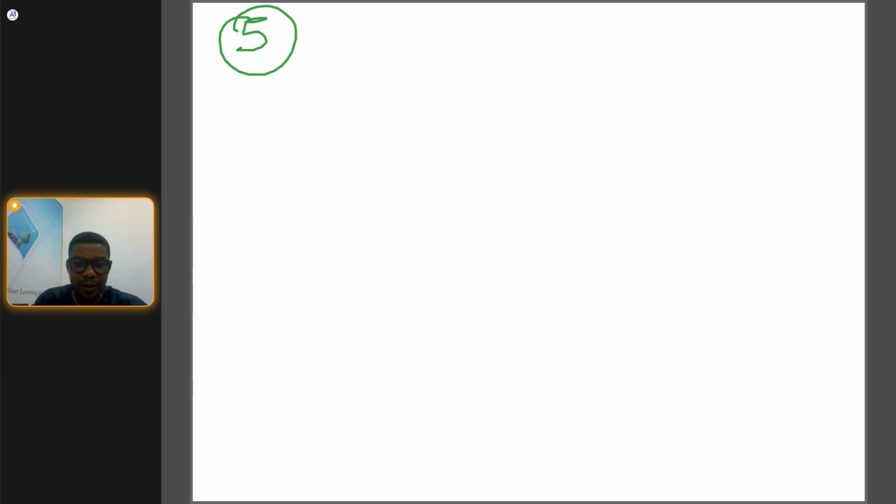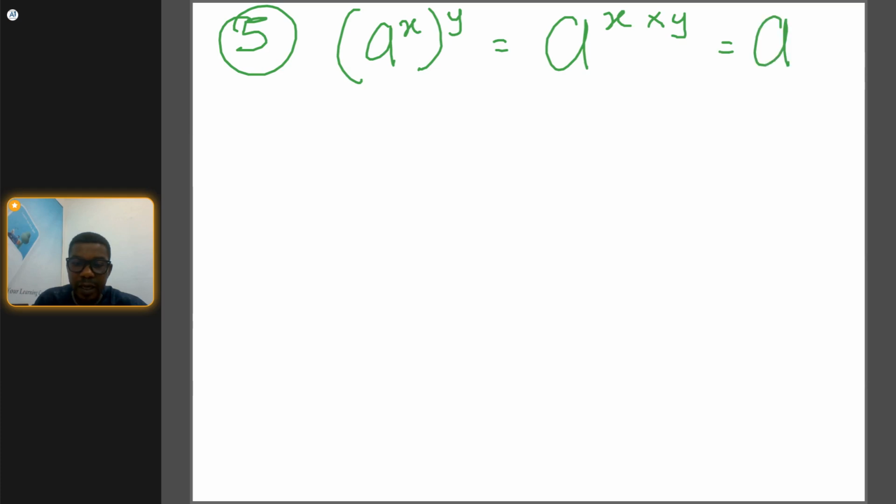The fifth law of indices: a raised to power x, close bracket, raised to power y, will be a raised to power x times y. And that is a raised to power xy. That is, we are going to be multiplying the exponent or the power we have on a with the one we have on the brackets. Okay, so that is x times y.